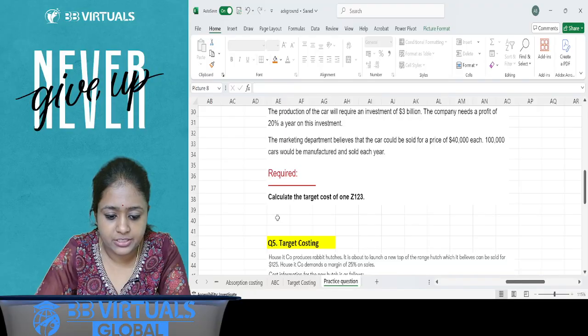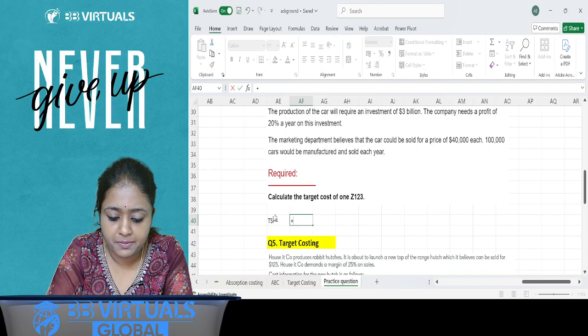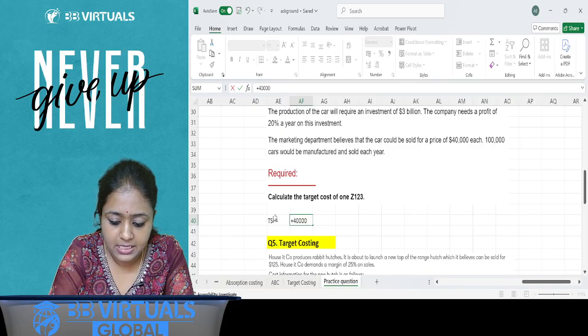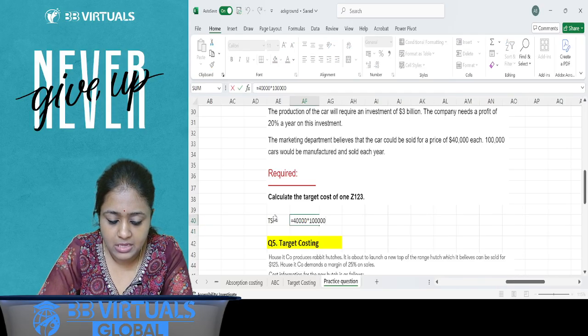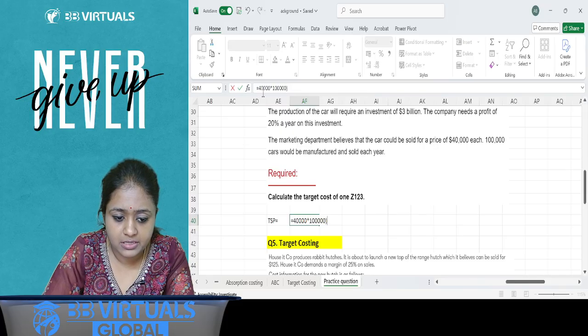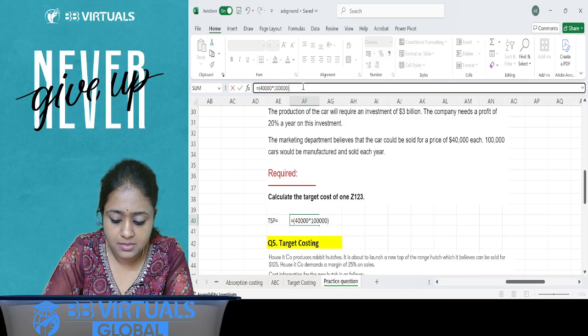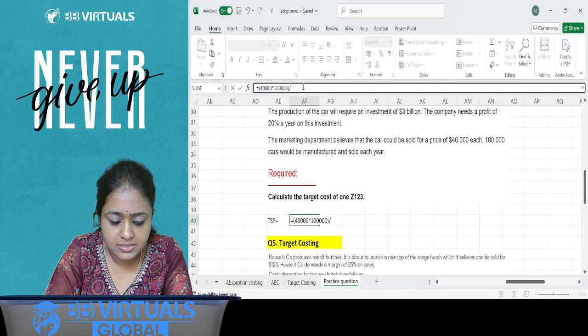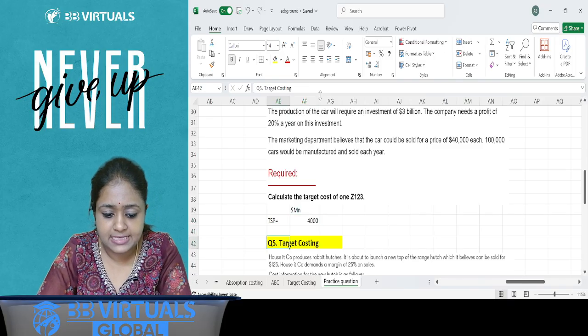Okay, let's do the calculation. So here, what is the TSP? My target selling price will be 40,000 multiplied by 1 lakh. I'll keep the figures in millions. Million is 10 lakhs, so I'll divide it by 10 lakhs. This is your exam question. So I'll write here $ million. Okay, your target selling price is this.